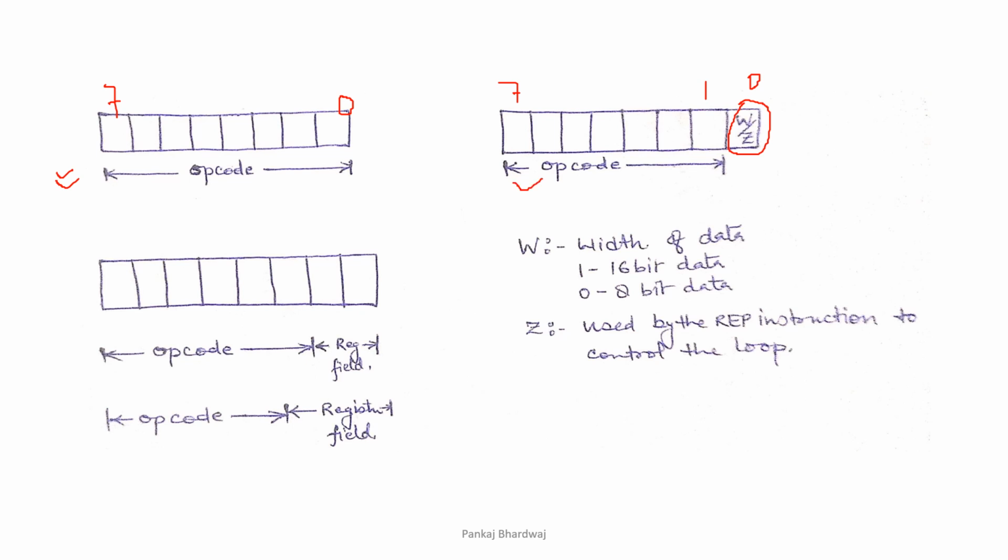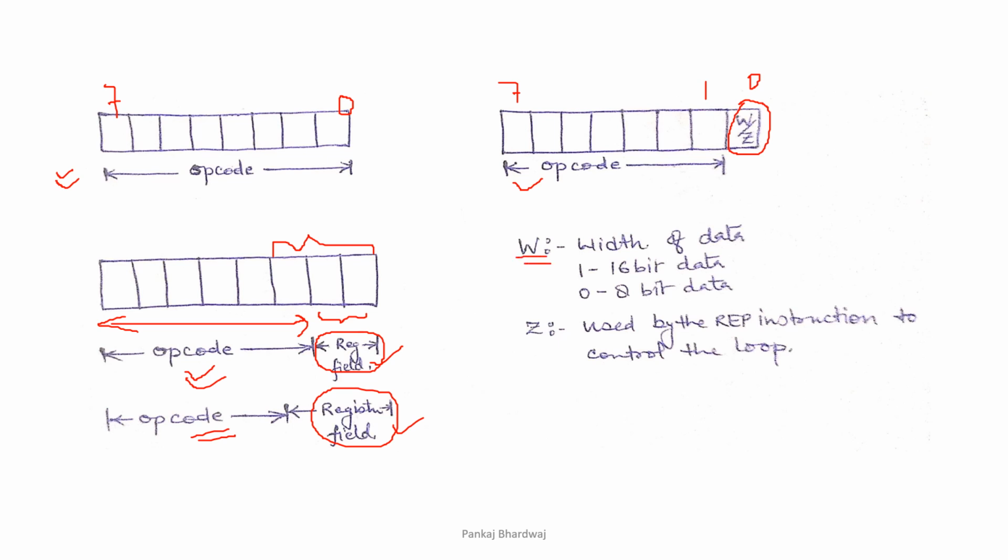In the third case, we can have 6 bits to represent an opcode, and the remaining 2 bits, or remaining 3 bits, we can use to define the register fields. So if the register field is 3 bits, then we have to choose an opcode of 5 bits, and if the register field is 2 bits, then we have an opcode of 6 bits.